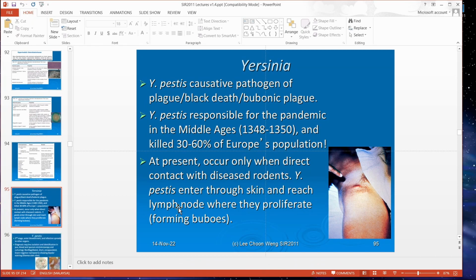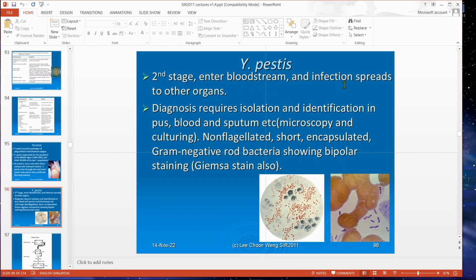So now let's look at Yersiniaceae. Under Yersiniaceae, we'll look at Yersinia. The type species is Yersinia pestis, the causative pathogen for plague, Black Death, or bubonic plague. Okay, so this is the one that decimated nearly half of Europe's population at that time. So the initial symptom is the bubo, the swelling of your lymph nodes. Okay, that is the first stage.